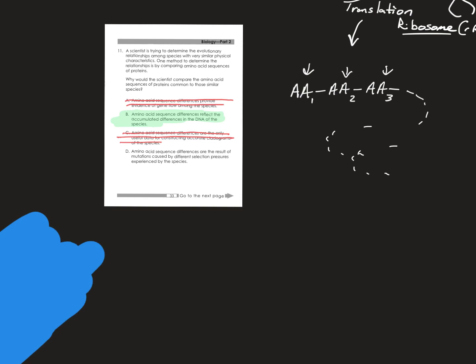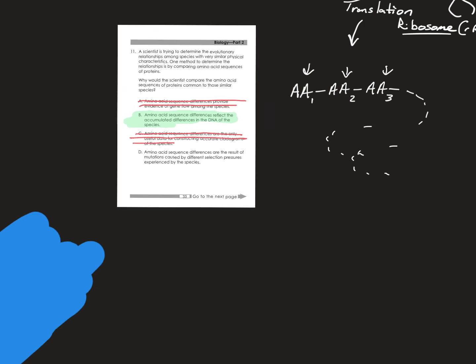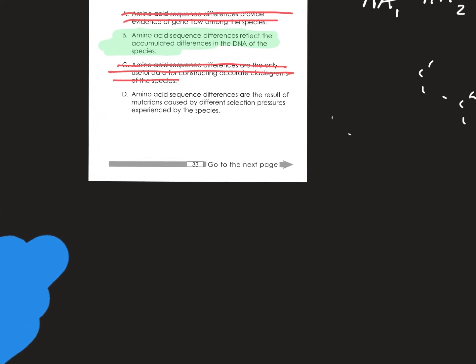Amino acid sequence differences are the result of mutations caused by different selection pressures experienced by the species. Amino acid, the mutations themselves, so let's be clear on that. That's a trick. I don't like it when they throw these words together and try to trick people. I think it's not useful. So they're throwing in part of this that sounds right, and they did that on purpose. It sounds like it's right, but it's not.